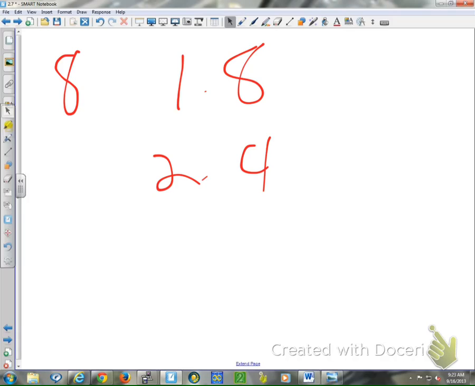Now, there's going to be a lot of factorization today where I'm going to give you a number and you're going to have to find factors of it. That's just the way it is. I'm going to do my best to show you shortcuts for a lot of the things we're doing today, but at some point we're going to have to be able to find factors.